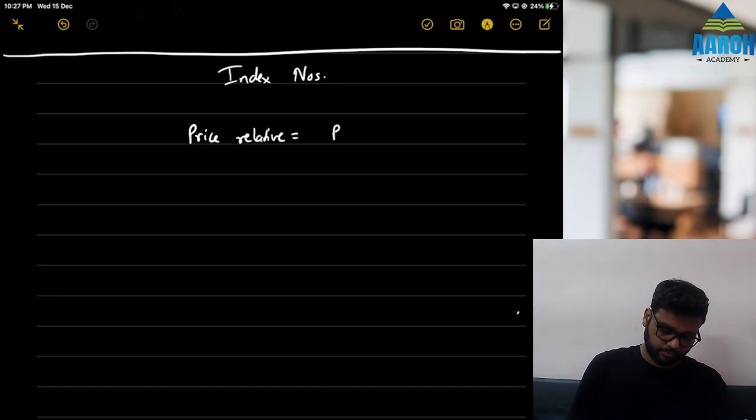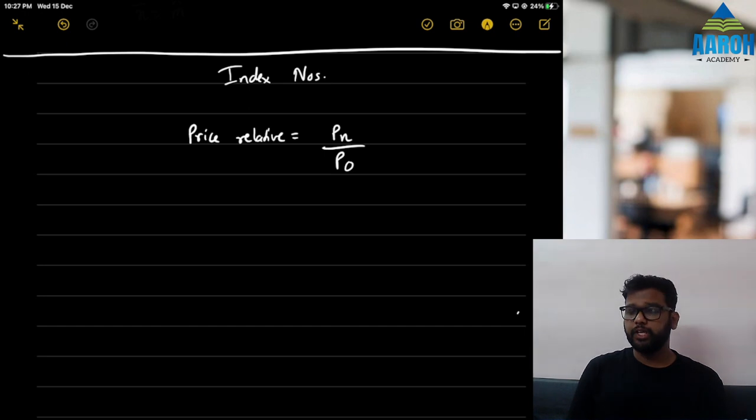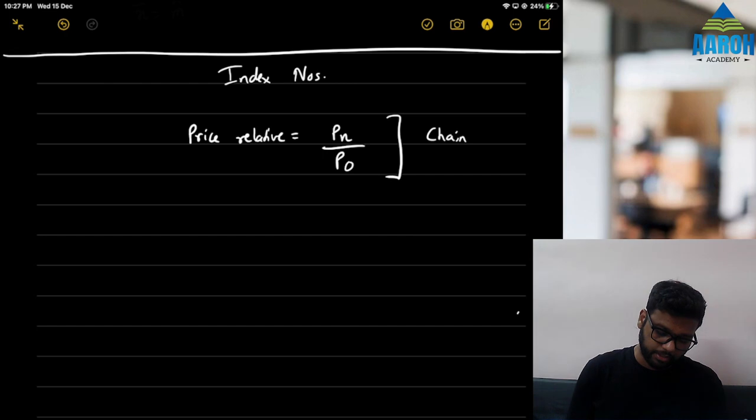P1 upon 0 into 100. Correct. That means price of nth year by price of base year. That's it. Pn by P0. That is the price relative. If we always keep base year as same, then this is called a chained index number.